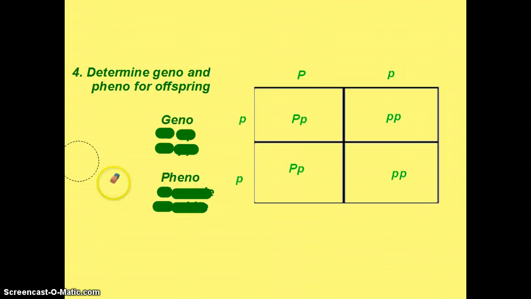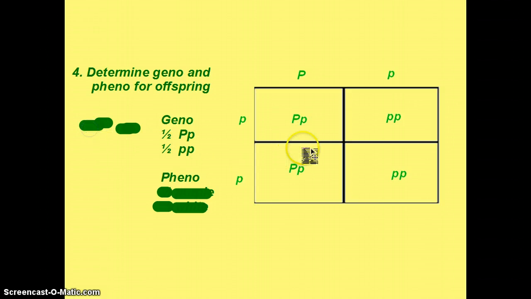Now, I can ask you several questions on the test. The first set of questions could be to determine the genotype possibilities. Remember that these are possibilities. That means every time I conceive, there's a possibility that my offspring can be this or this. So I have a half chance that my offspring genotype will be capital P, little p, or heterozygous.